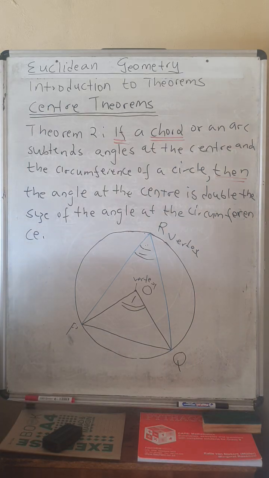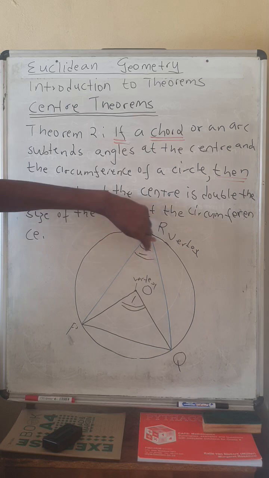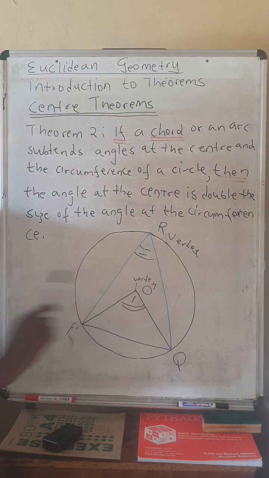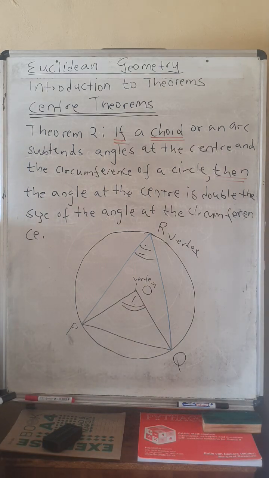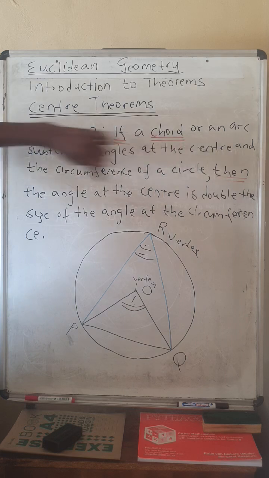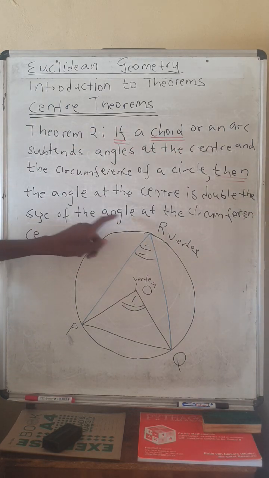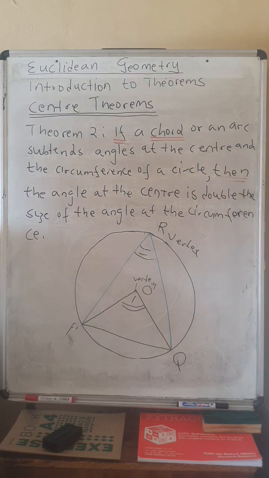But the question remains, are they being subtended at the center and the circumference? Yes. Is the condition of this theorem met? Yes. Remember, it is met if I see an angle at the center and an angle at the circumference being subtended by the same chord. Can I apply it here? Yes. Therefore, what becomes the conclusion? Let's continue. The angle at the center is double the size of the angle at the circumference.